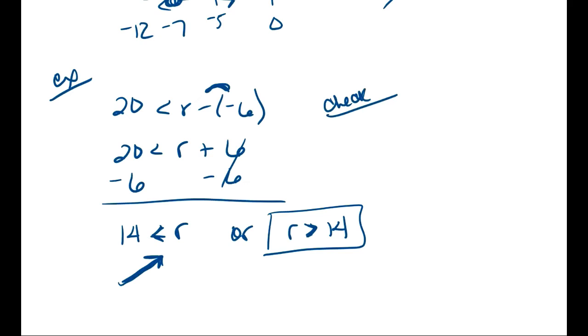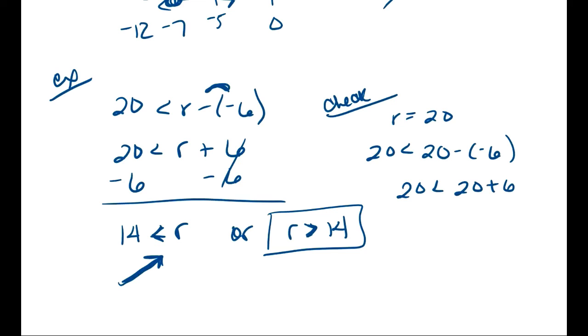So when I check, now I don't get to use 0 this time. Let's go ahead and use 20. So now I have 20 less than 20 minus a minus 6. Remember, those two negatives together go positive. And is 20 less than 26? Yes, of course it is.